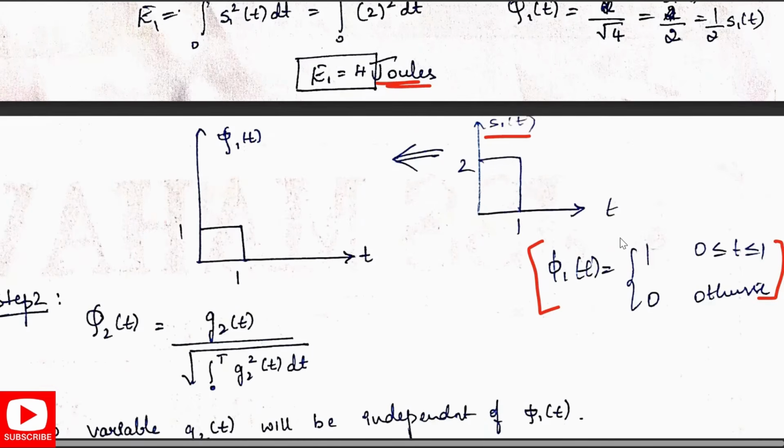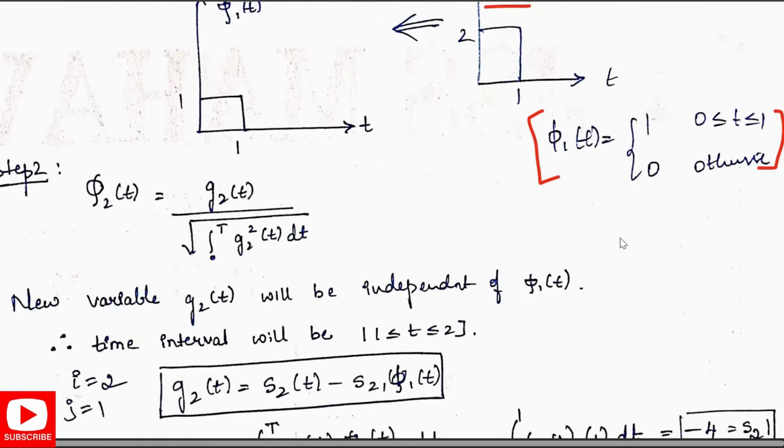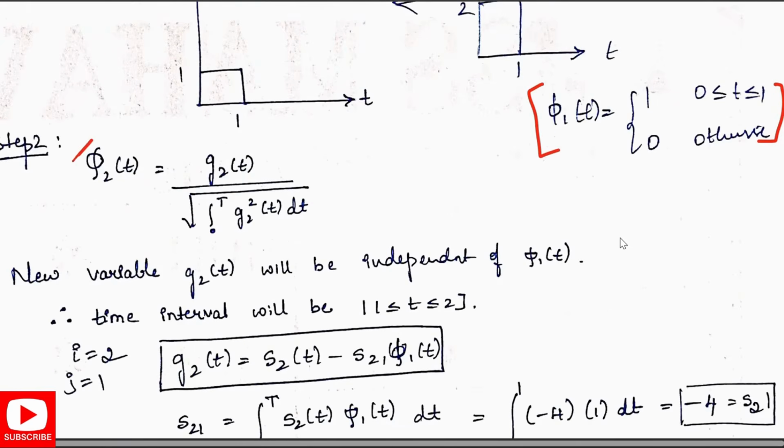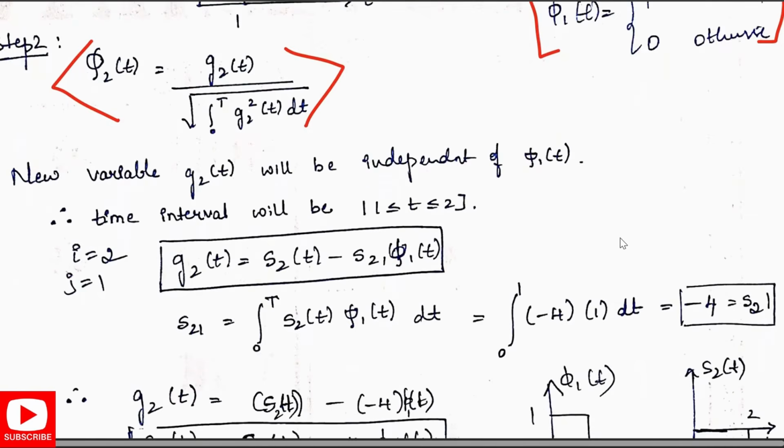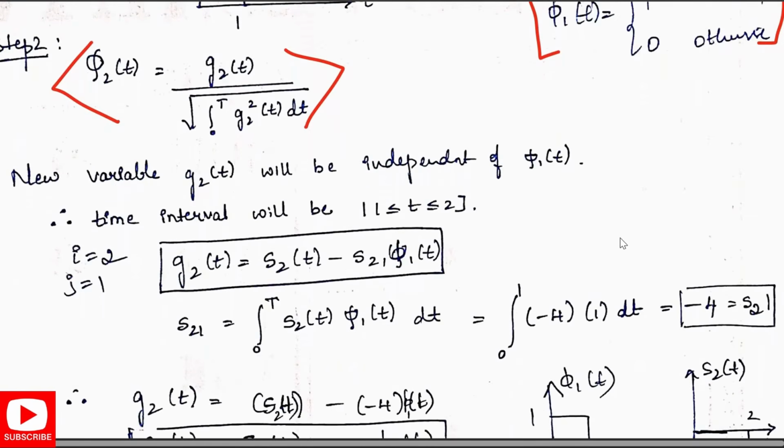So next is phi 2 of t. For phi 2 of t, you need to know this equation. Here the new variable g2 of t is independent of phi 1 of t, so its interval is 1 to 2. Now you need to calculate that. To calculate that, you need this formula, in which g2 of t is s2 of t minus s21 times phi 1 of t. So for this, you need this part. First you need to know this formula.